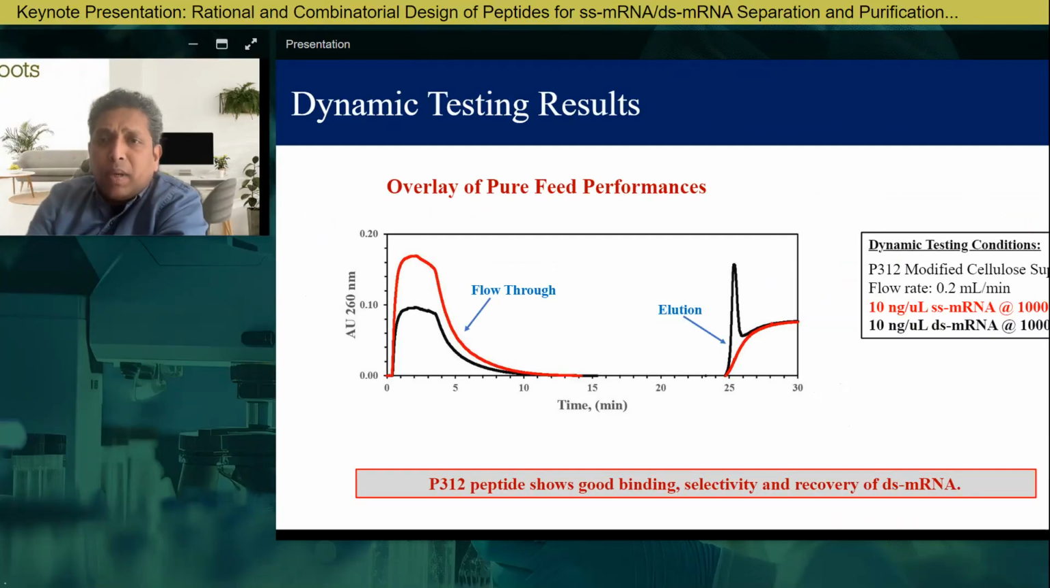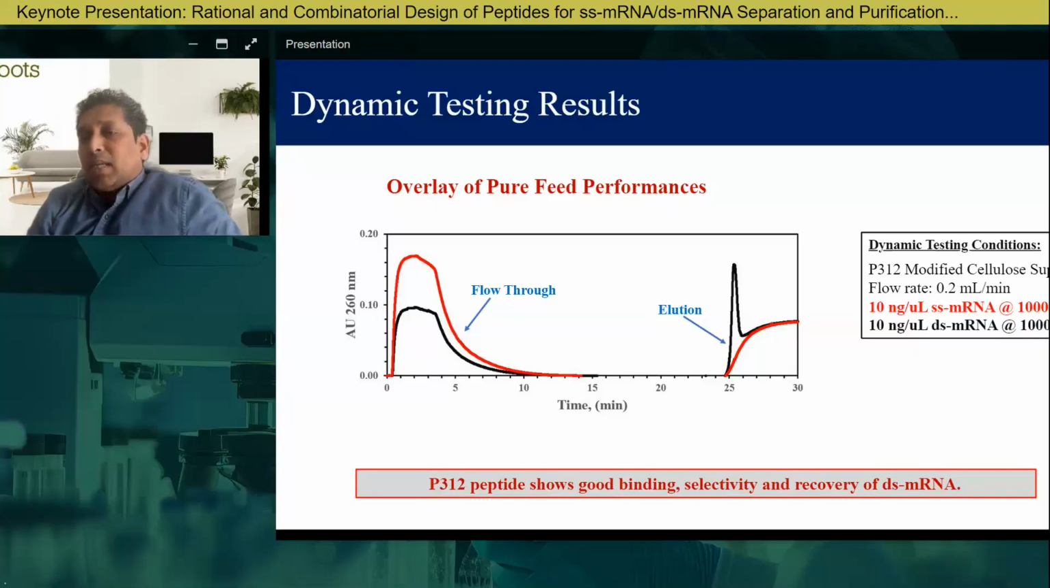But here's what we did. We took one of our lead candidates. I'm going to call that candidate P312. P312 is a peptide that's selective towards double-stranded RNA, binds to double-stranded RNA with good affinity, and is somewhat agnostic to single-stranded RNA. We grafted these peptides on modified cellulose supports.